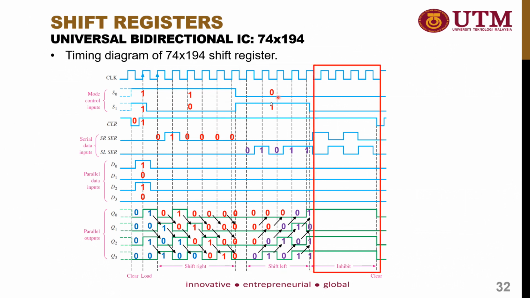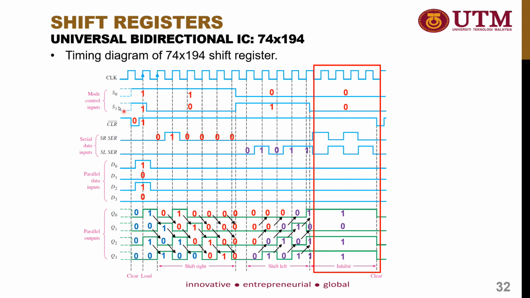Right now, the mode control input has been changed to 0, 0. In 0, 0, the hold mode is activated, where it retains its previous output. So the parallel output will retain its previous value of 1, 0, 1, 1. And as you see at the end of the timing diagram, the clear mode is activated again. At this state, the output will become 0 because it is in reset mode, as the shift register has been reset.